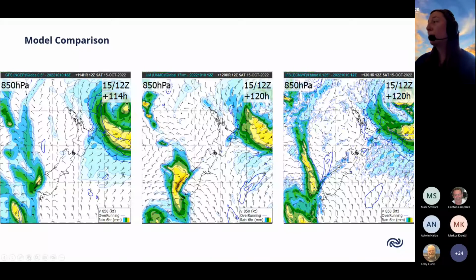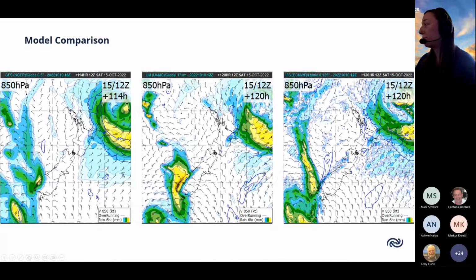So this is a really nice and simple way to compare what our 3 main global models are doing for the same situation. So in this example, we have a low pressure system to the northeast and a frontal system moving on to Fiordland towards the southwest of the country. Some subtle differences in between these models.